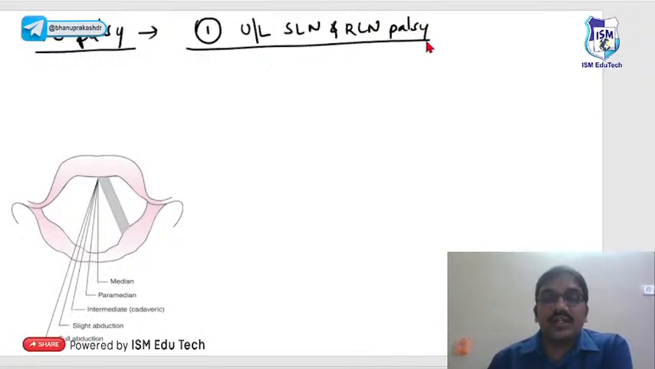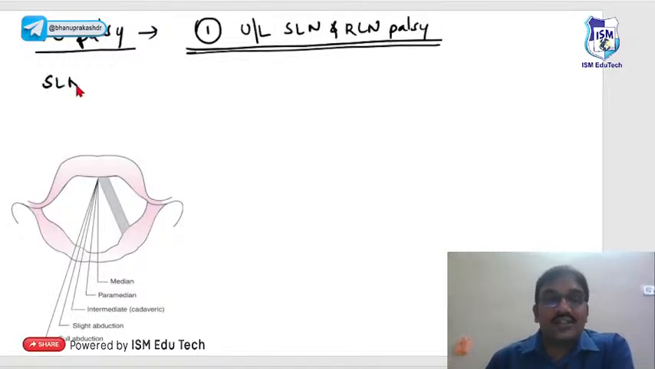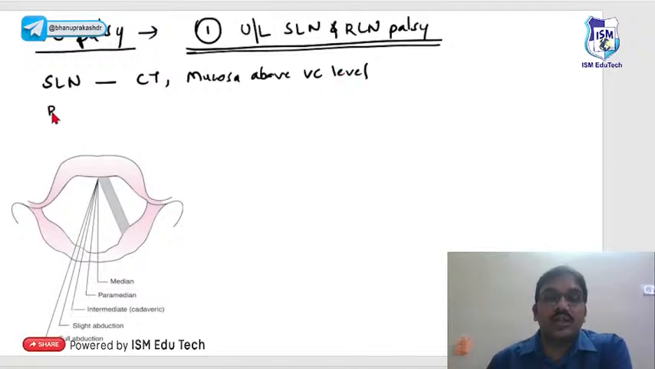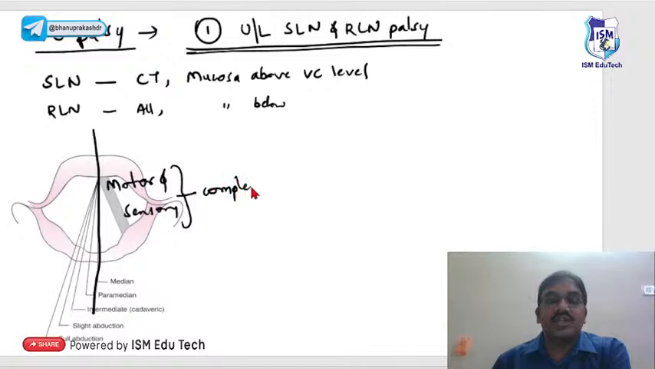Unilateral SLN and RLN palsy. So this is the first condition. As you all know, what exactly is the superior laryngeal nerve supplying? Cricothyroid muscle and mucosa above the level of vocal cord, right? And RLN, what is RLN supplying? All muscles except cricothyroid, and mucosa below the level. That means if you take larynx on one side, both motor and sensory is lost completely in the unilateral case.